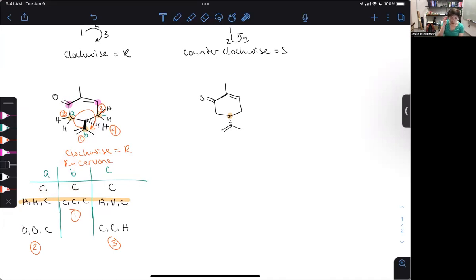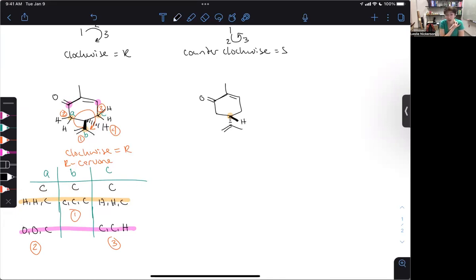Okay, so let's look at the other side, the other enantiomer here. We have a very similar setup, pretty much the same exact molecule. So the nice thing is, if we've already assigned priorities, that's not going to change in the enantiomer, okay? So we don't need to do all of that again.